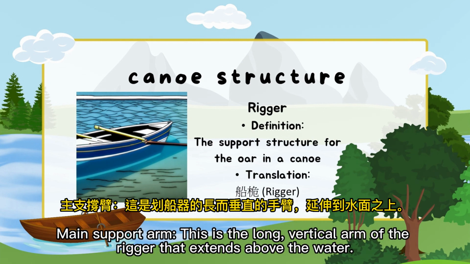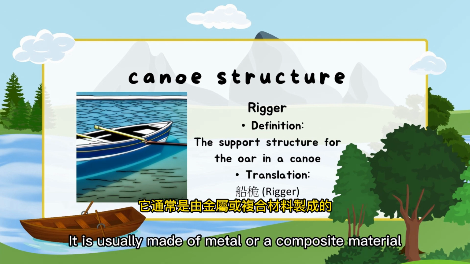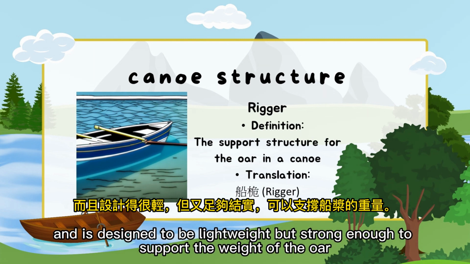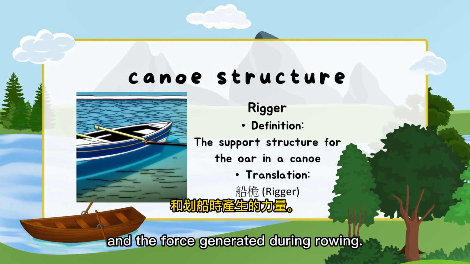Main support arm. This is the long, vertical arm of the rigger that extends above the water. It is usually made of metal or a composite material and is designed to be lightweight but strong enough to support the weight of the oar and the force generated during rowing.